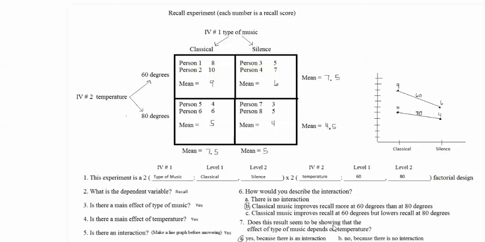Does this result seem to be showing that the effect of type of music depends on temperature? Yes, because when it's 60 degrees, the difference from silence to classical is 3. But when it's 80 degrees, the difference from silence to classical is only 1. So the effect of type of music does depend on temperature in this data set. It's a bigger effect at 60 degrees and a smaller effect at 80 degrees. So it does depend on temperature.